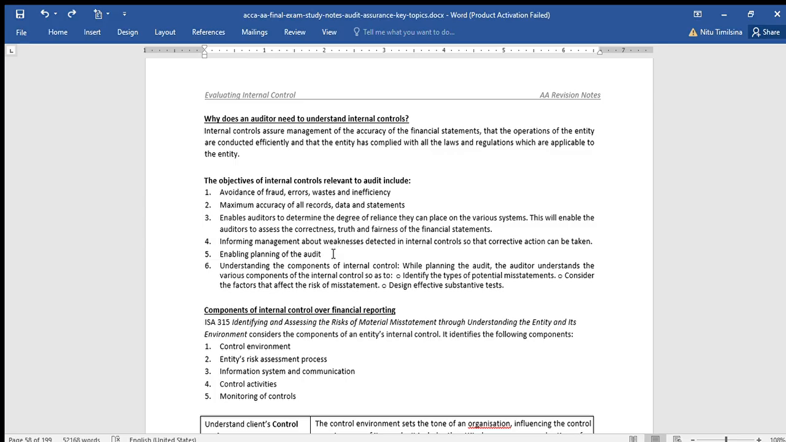Informing management about weaknesses detected in internal control so that corrective action can be taken. Enabling planning of the audit.